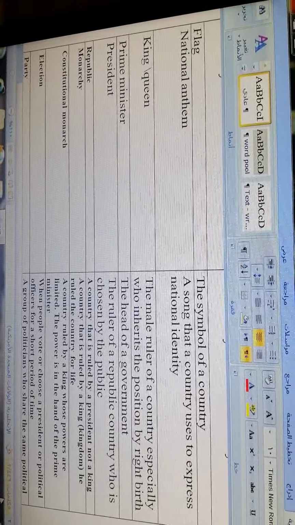And when the king or the queen die, their children, the prince and the princess, will inherit their position. This is the meaning of king and queen. The system of government is a hereditary monarchy, such as the kingdom of Jordan.